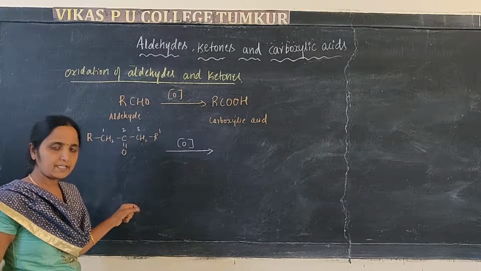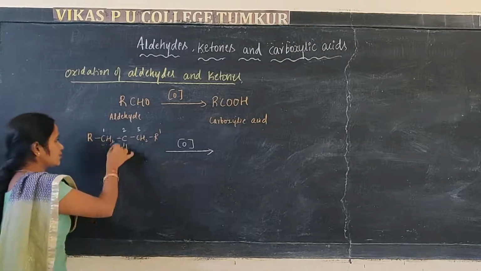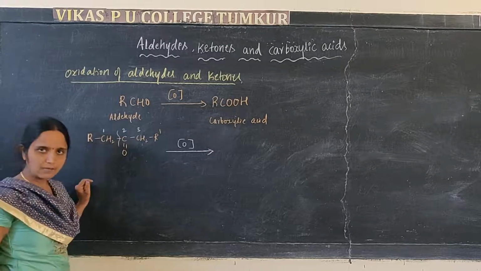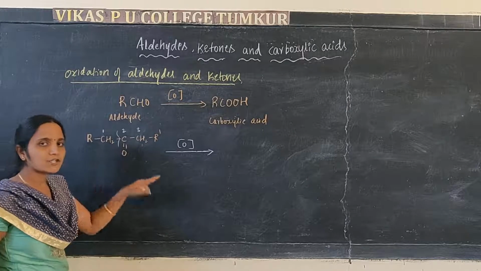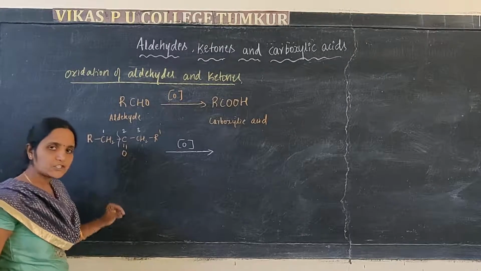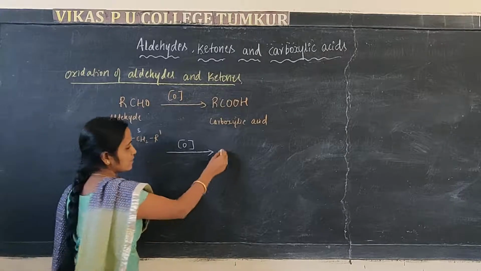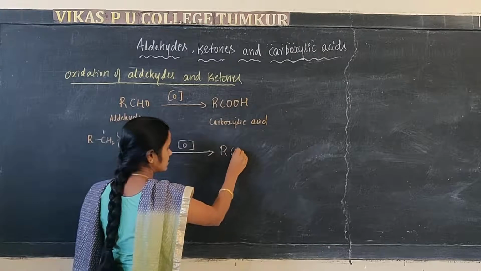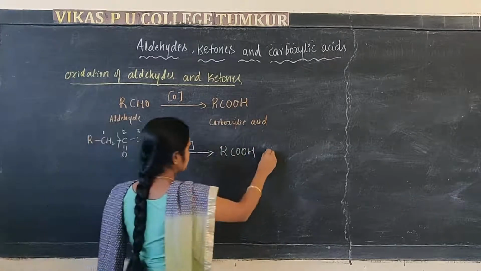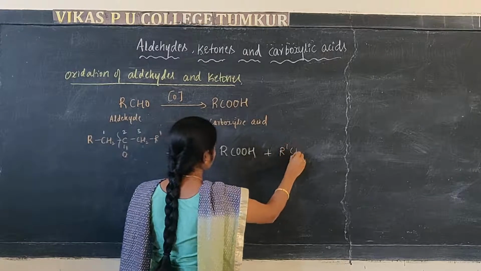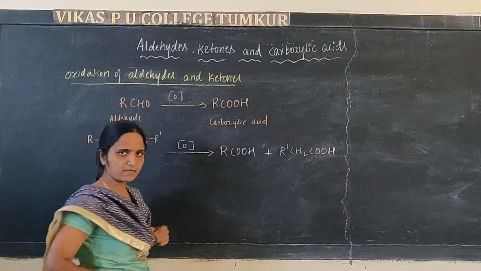Now, at elevated temperature under vigorous conditions, the cleavage of the carbon bond is going to take place. A mixture of carboxylic acids containing fewer carbon atoms is formed: R-COOH plus R'-CH2COOH. The mixture of carboxylic acids is formed.